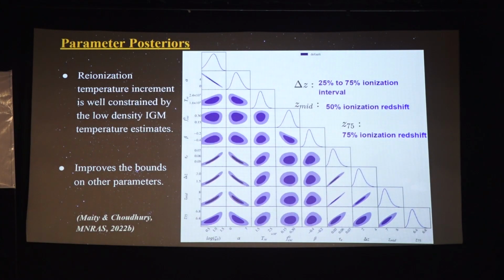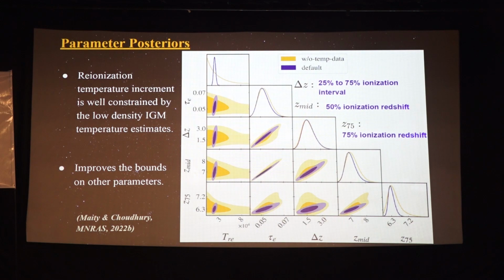And what's the result? So you can clearly see that all the model parameters are reasonably well constrained with the available data, and we are able to give constraints on some of the derived parameters like the midpoint of the reionization, the duration of the reionization, and so on. And the main point is to highlight the effect of including that temperature data.